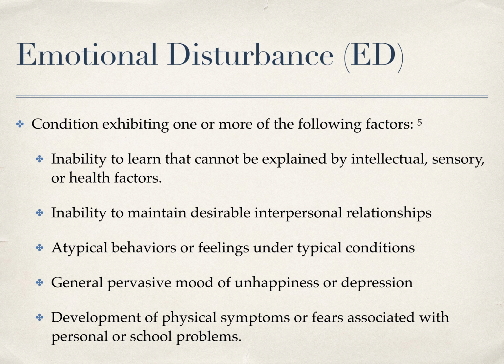Number three, atypical behaviors or feelings under typical conditions. For example, something we thought would be really small, someone with ED would think it's a big deal. Number four, general pervasive mood of unhappiness or depression. And number five, development of physical symptoms or fears associated with personal or school problems.